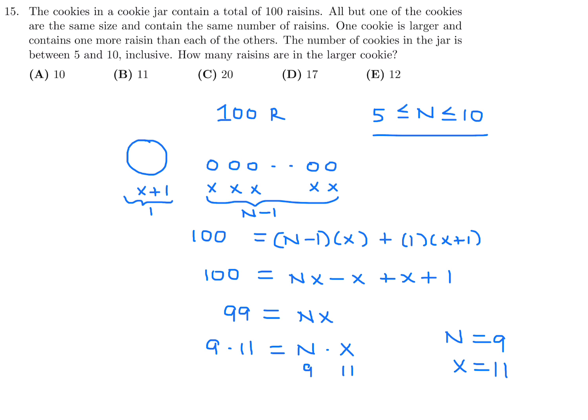And remember, x represented the number of raisins on each of those small cookies. Now they want to know how many raisins are on the larger cookie. The number of raisins on the larger cookie is x plus 1, and therefore x plus 1 is 12. So number 15, the answer is E.